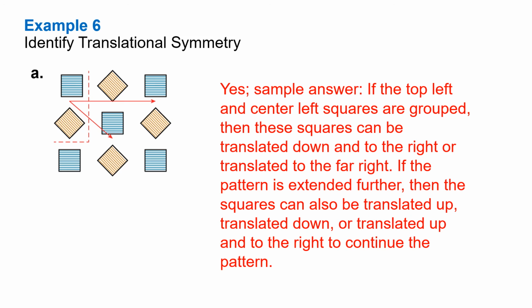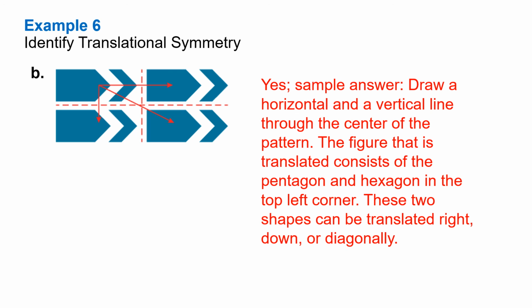Yes, so in this example, if the top left and center left squares are grouped, then these squares can be translated down and to the right, or translated to the far right. If this pattern is extended further, then the squares can also be translated up, translated down, or translated up and to the right to continue the pattern. So this top left figure can be translated down, to the right, and then to the right and down to create the other shapes. So, just like our hexagon example, this figure has translational symmetry.